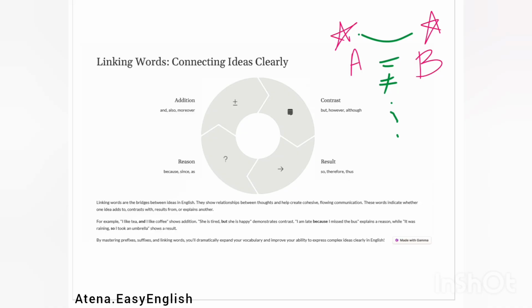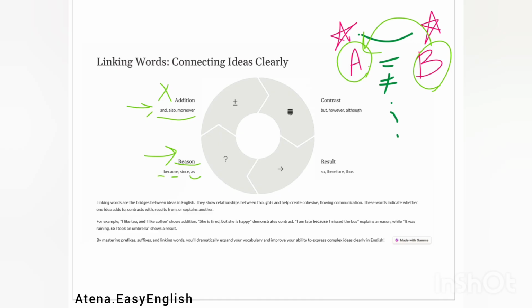So here, look at the first one, addition. Look at examples and also moreover. So when you want to add something, you can use linking words like and, also, or moreover. The next one, when you want to talk about a reason, for example, B is the reason of A, you can use because, since, and as.